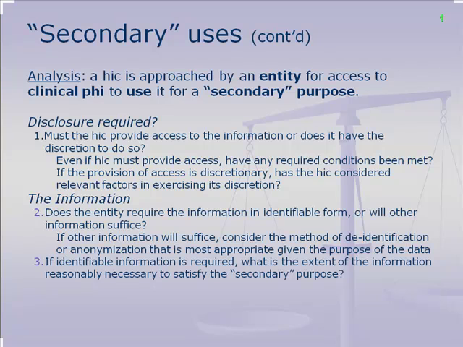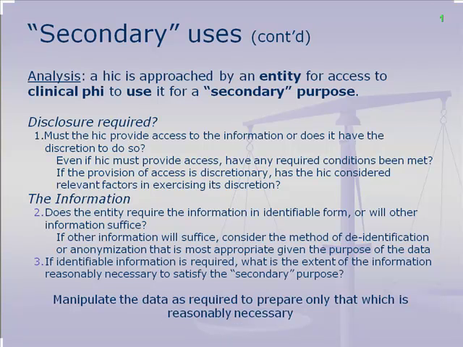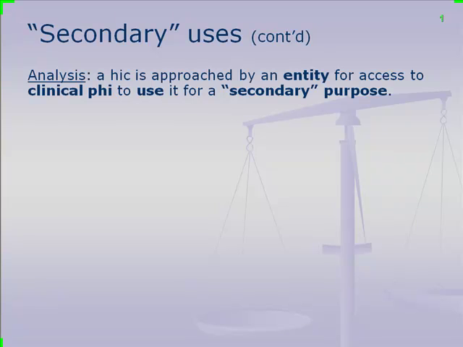So the legislation sets out the bare bones that are supplemented within every organization in these disclosure situations. Back to those two key principles: is the information required in identifiable form? Will other information suffice? And if other information will suffice, think about the method of de-identification or anonymization that's most appropriate given the purpose of the data. And Khaled's done a lot of writing on this particular thing. And if identifiable information is required, what's the extent to satisfy the secondary purpose? So basically, manipulate the data as required to prepare only that which is reasonably necessary.